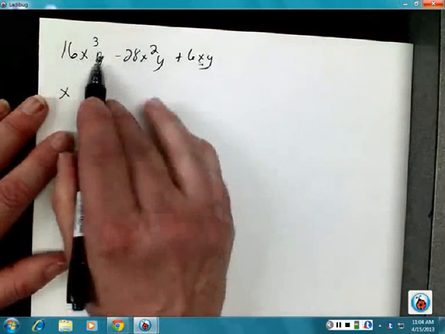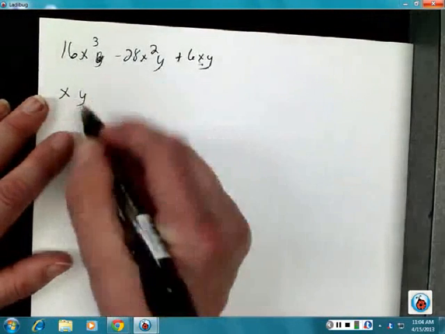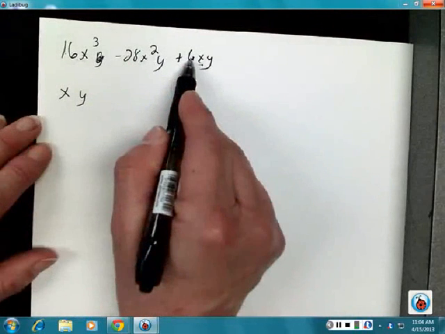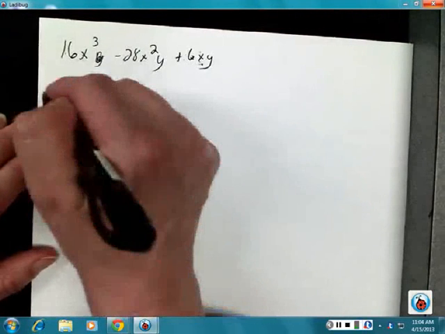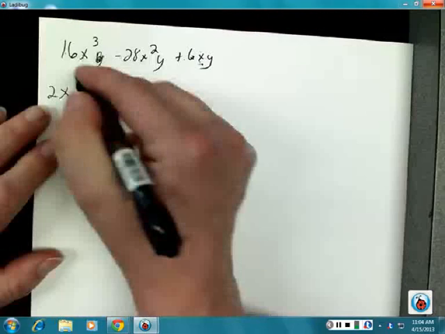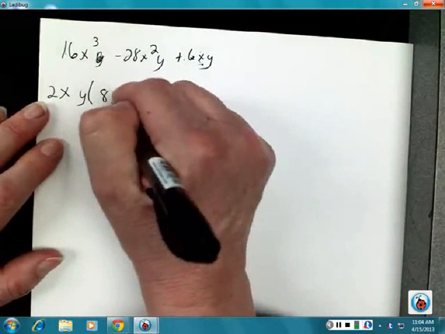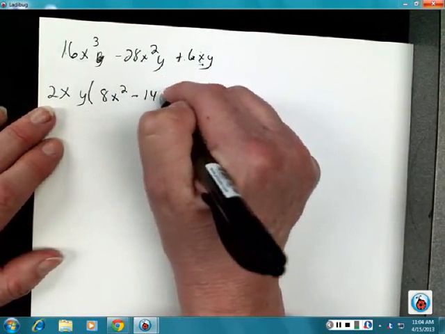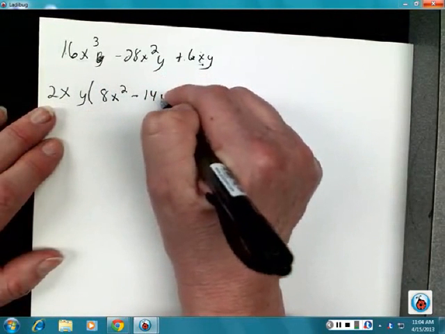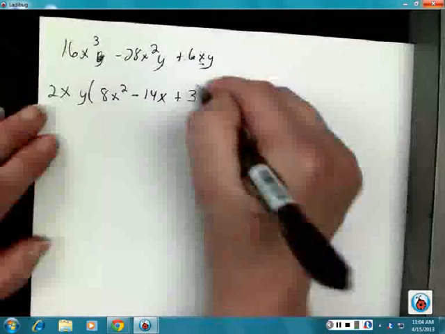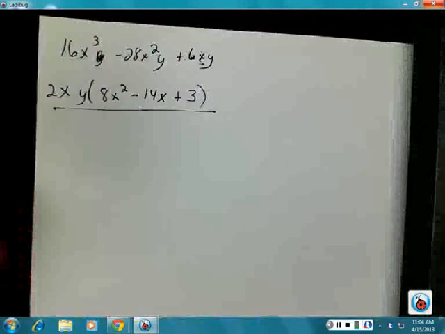I can pull out a y also, and I can pull out a 2. I can't pull out a 4 because 4 won't go into 6. I just missed that. So it's not really a cube. When you pull that out, you're left with 8x squared minus 14x plus 3. And then it's a normal one to factor. It's not fitting into cubes.